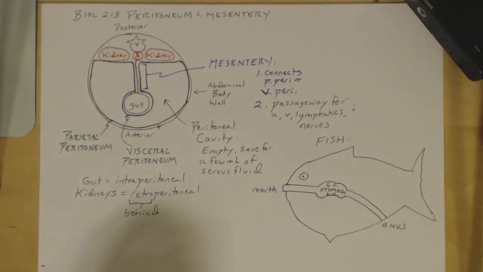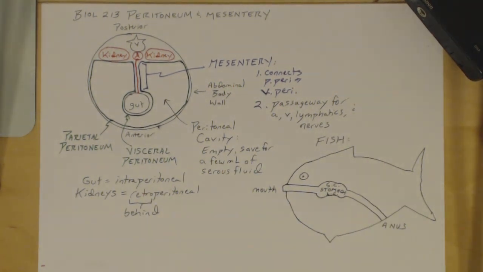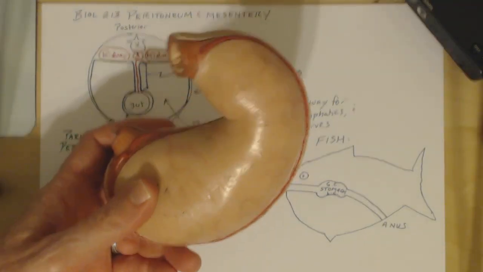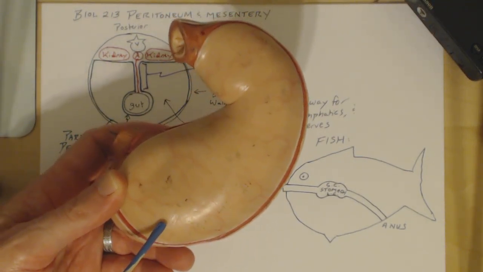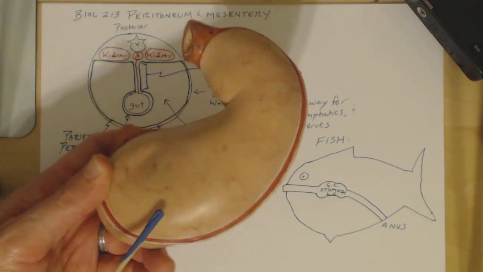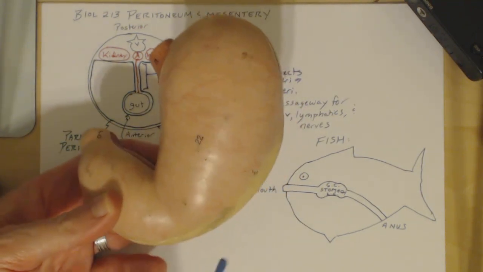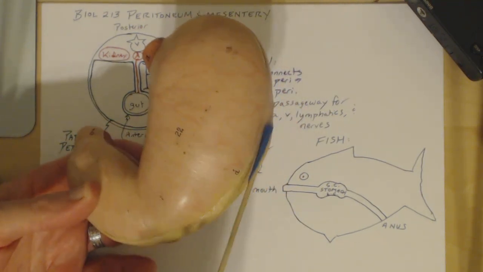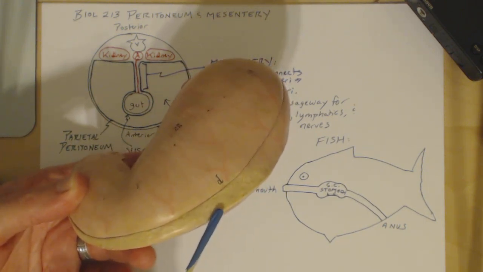Okay, here is the exciting part. Do you remember what attaches to the greater curvature of the stomach? Now, if you haven't watched my video that I've also posted up here on the gross anatomy of the stomach, you may want to just do that real quick and then come back to this. Do you remember what attaches to the greater curvature of the stomach? What is this membrane again called?